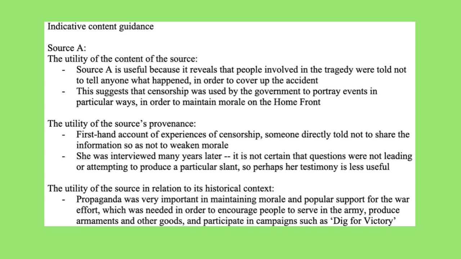So let's take a look at how they've done that for source A. So looking at the content, they've said that source A is useful because it reveals that people involved in tragedy were told not to tell anyone what happened in order to cover up the accident, so an act of censorship. If you then wanted to discuss the utility of the source's provenance, you could say that first-hand accounts of experiences of censorship, such as this one in the source, were useful because someone was directly told not to share the information in order to prevent weakening morale.